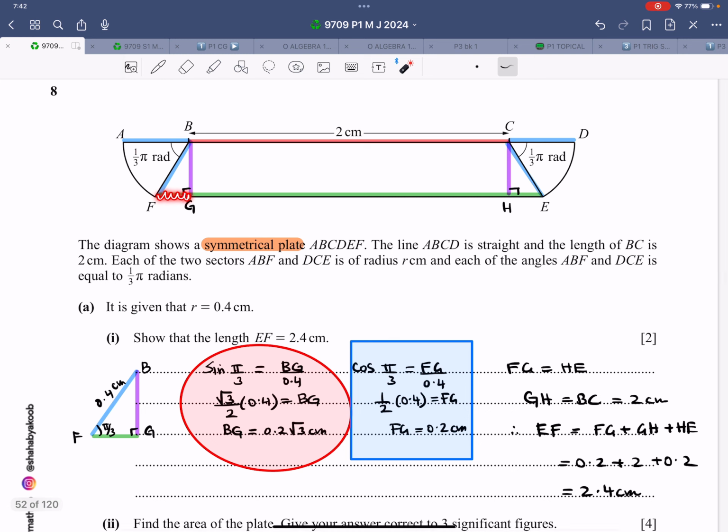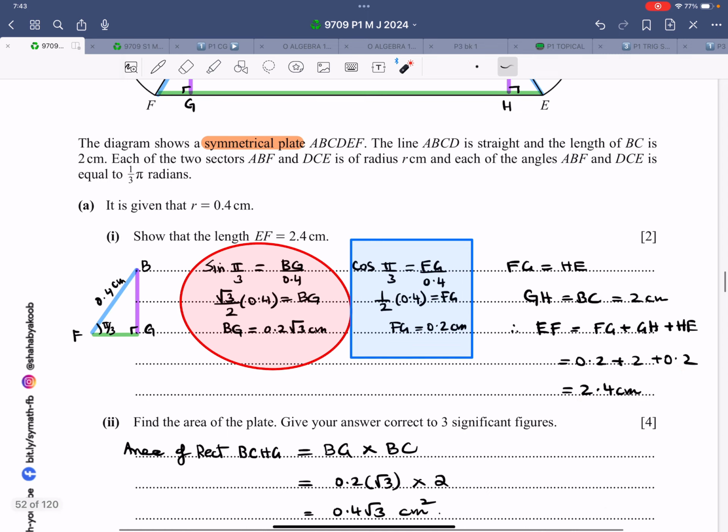Now this FG over here is equal to HE because of symmetry. And GH is equal to BC. So therefore the length of EF, that is this whole thing over here, that is this thing plus this thing plus this 2. That is 0.2 plus 0.2 plus 2. That comes out to be 2.4 centimeters.